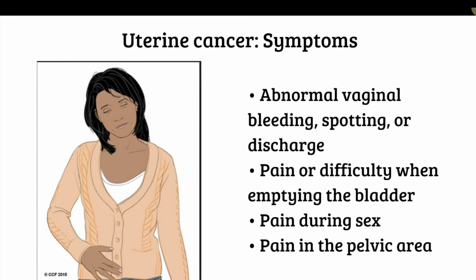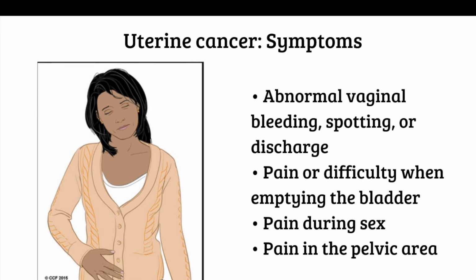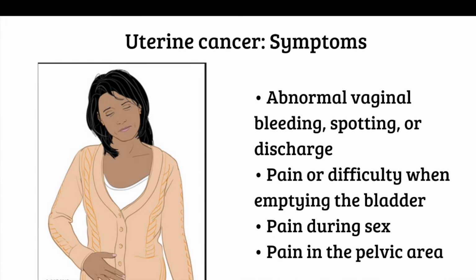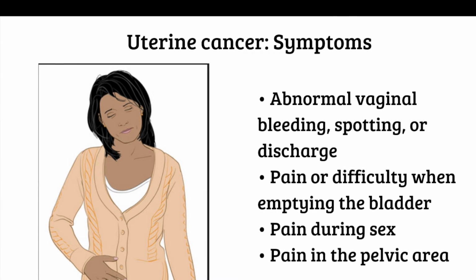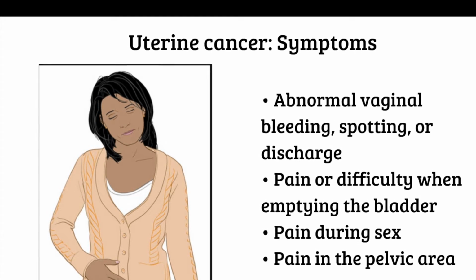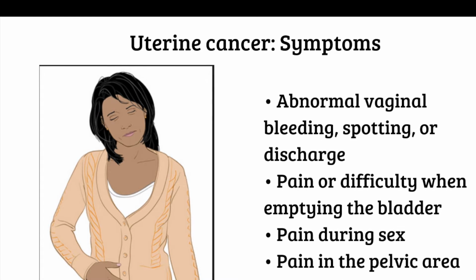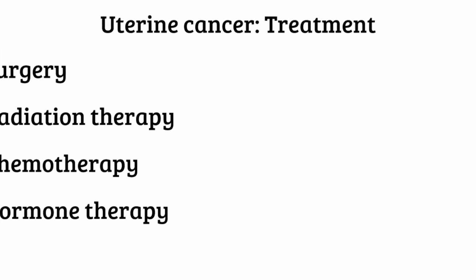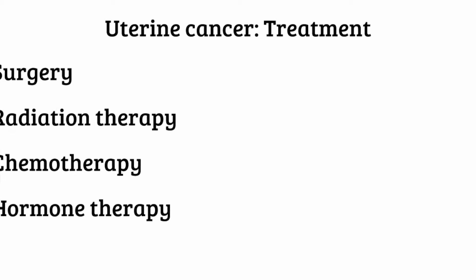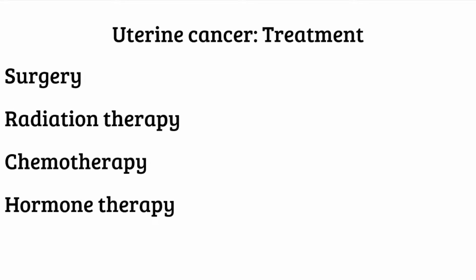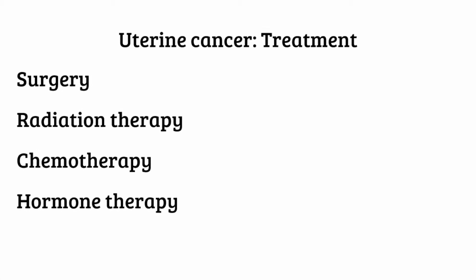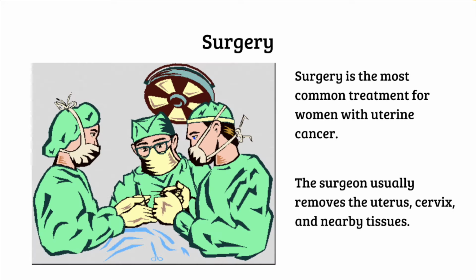So the most common symptoms of uterine cancer are abnormal vaginal bleeding, spotting or discharge, pain or difficulty when emptying the bladder, pain during sex, and pain in the pelvic area. So there are 4 common treatments for uterine cancer. We have surgery, radiation therapy, chemotherapy, and hormone therapy.